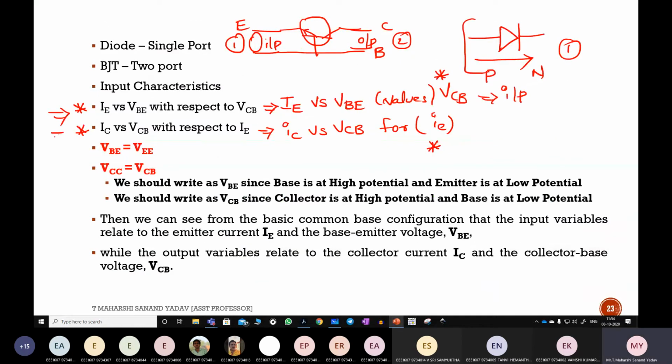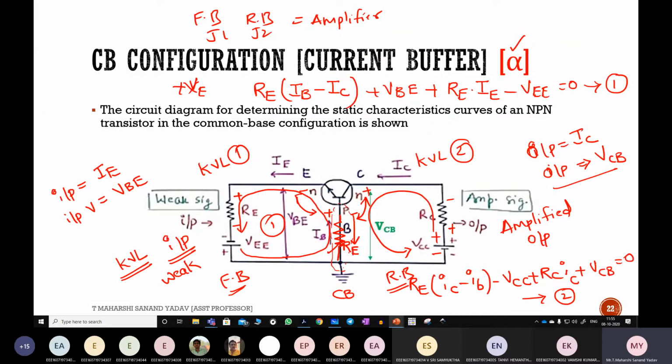I need to draw input characteristics and output characteristics of a bipolar junction transistor under common base configuration. So here VEE or VBE both are the same, VCC or VCB both are the same. This is a notation which you need to follow: the positively connected part should be written first. That's why I'm writing it as VBE, not as VEB. I hope we have discussed all these terminals, like input current, input voltage, output current and output voltage for this diagram. So the simple thing is you need to remember this diagram.